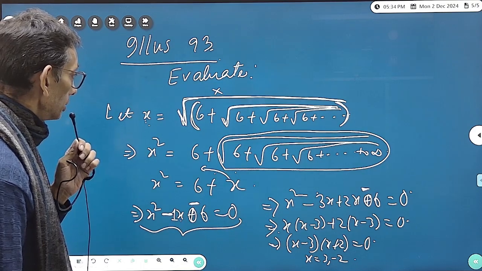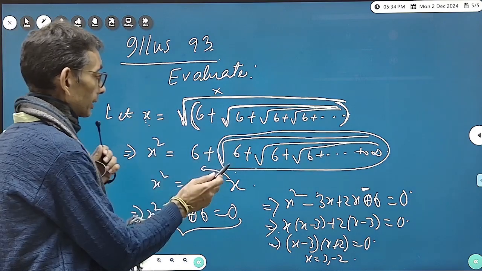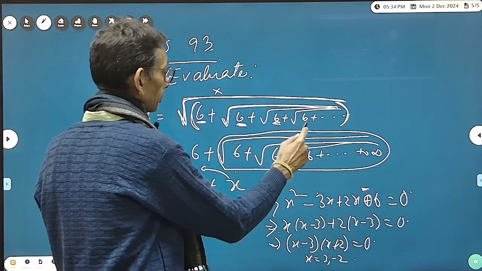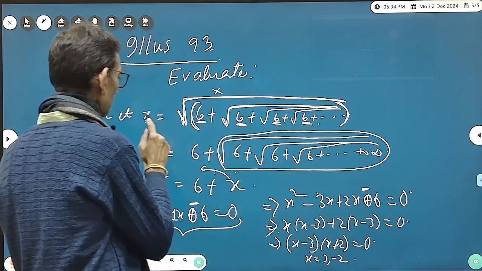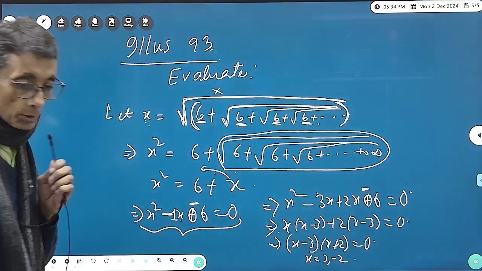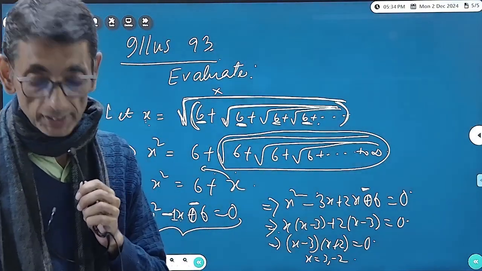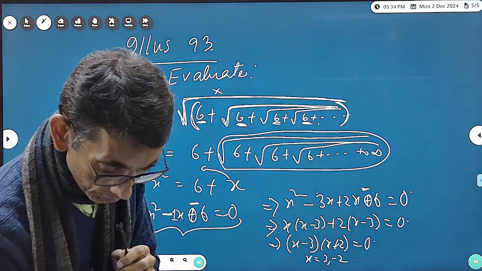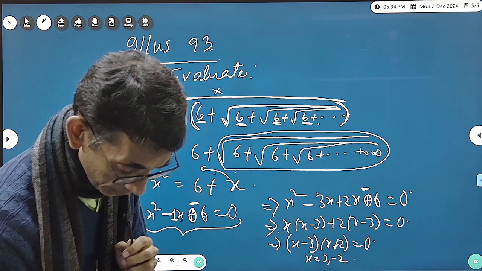Now, the right hand side are all positive numbers, and it is a square root of x. So x cannot be the square root of a positive number. So x cannot be minus 2, right? x cannot be minus 2. So the x value is 3.